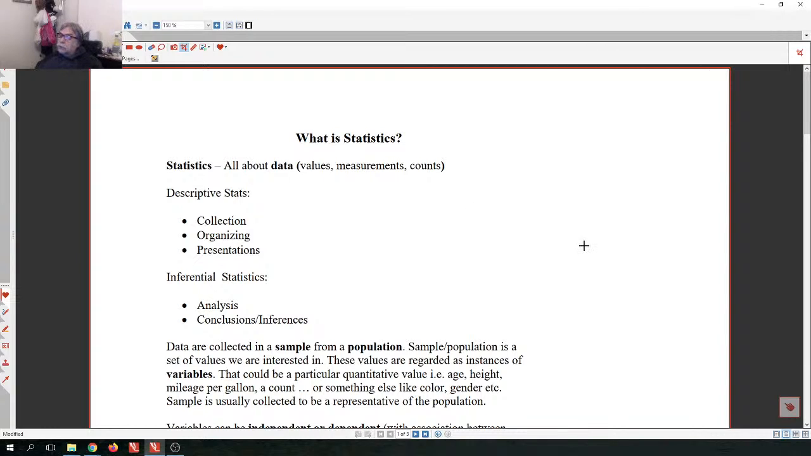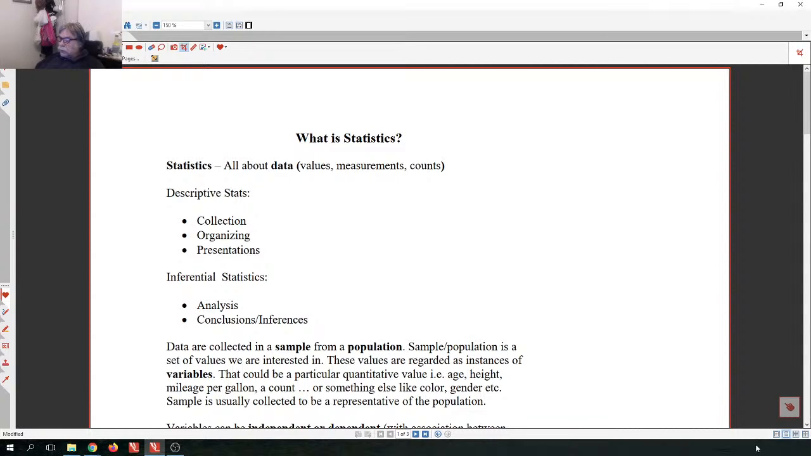We divide statistics into two types: descriptive statistics, which we are going to spend some time talking about, and inferential statistics. The difference between these two is that descriptive statistics is mostly about collecting, organizing, and presenting data: methods of collection, methods of organization, and methods of presentation. Inferential statistics is about analyzing the data that you collected, and also being able to make conclusions or inferences from that data.